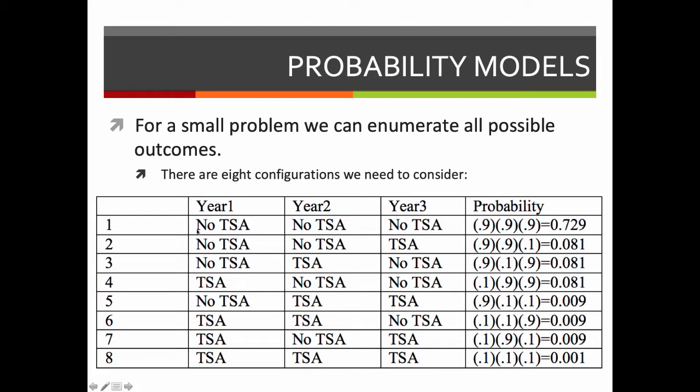So one outcome of that 3-year series is no storm, no storm, no storm. The second outcome is no storm, no storm, storm in year 3, no storm, storm in year 2, no storm, storm in year 1, no storm, no storm, and so on. No storm, storm, storm, storm, storm, no storm, storm, no storm, storm, storm, storm, storm.